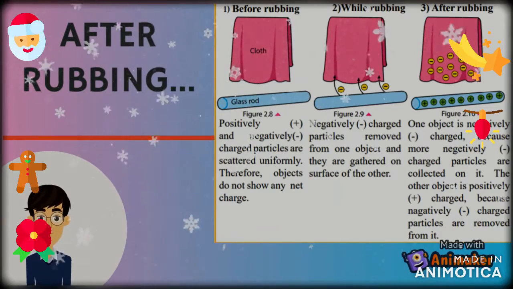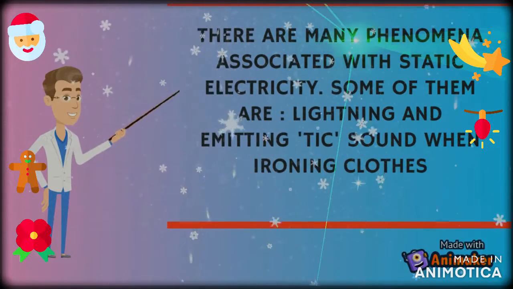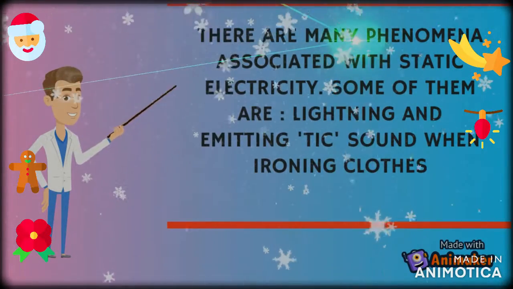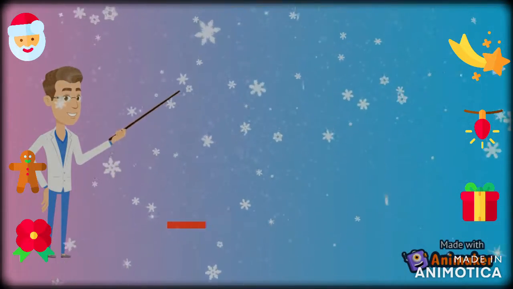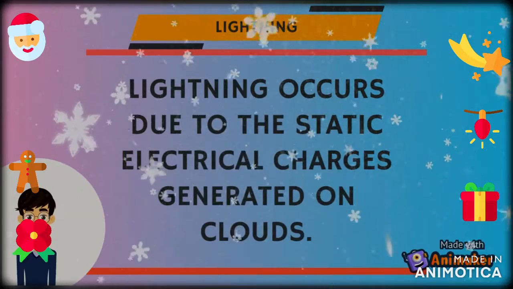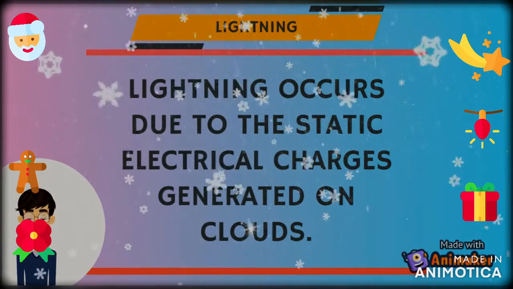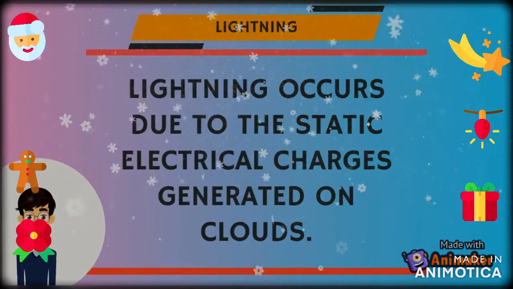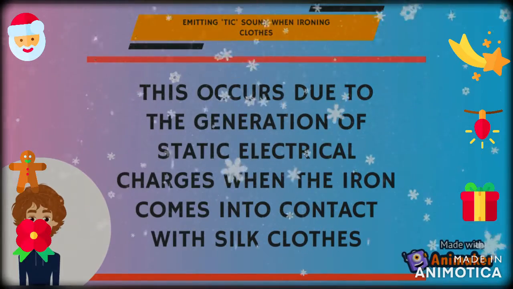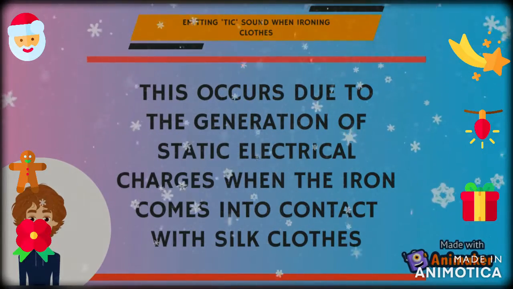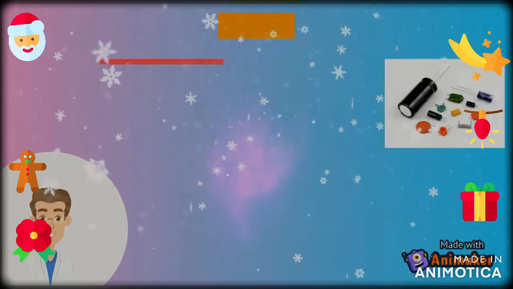There are many phenomena associated with static electricity. Some of them are lightning and emitting a tick sound when ironing clothes. Lightning occurs with static electrical charges that are generated on the clouds. Emitting the tick sound when ironing clothes occurs due to the generation of static electrical charges when the iron comes into contact with silk cloths.